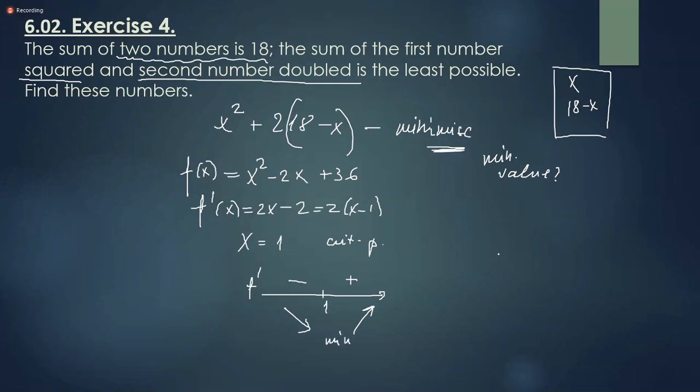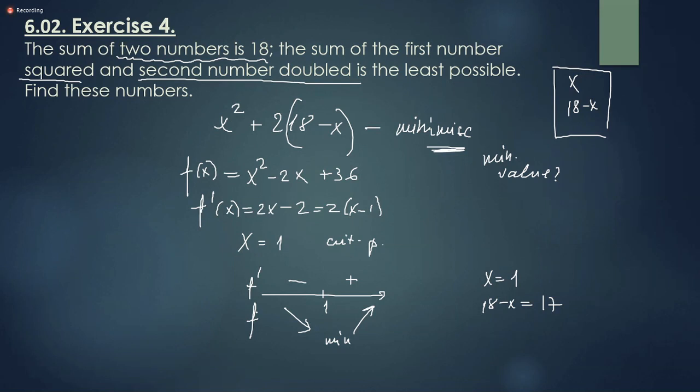So we see that the least possible expression will be if x is 1, and the second number, 18 minus x, is evidently 17. So these numbers are 1 and 17. Now this is actually where we can use the second derivative test to determine whether this is a minimum or maximum. This is one situation where this would be really convenient.